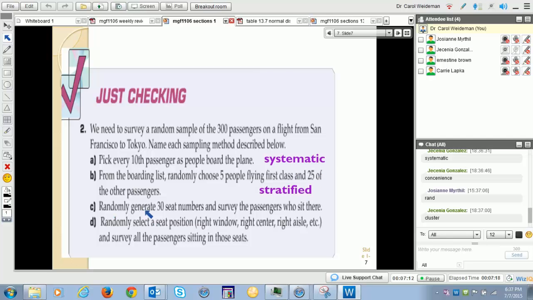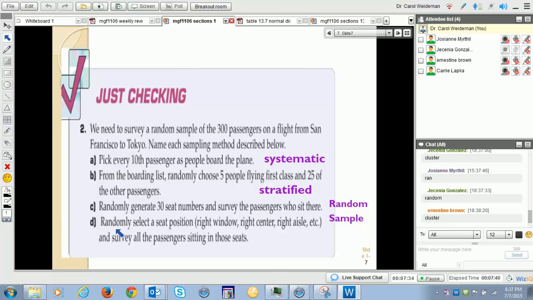This one, randomly generate 30 seat numbers and survey the passengers who sit there. What kind of sampling would we call C? Yeah, C is just a simple random sample. Randomly generate 30 seat numbers. Everybody's equally likely to get picked here.